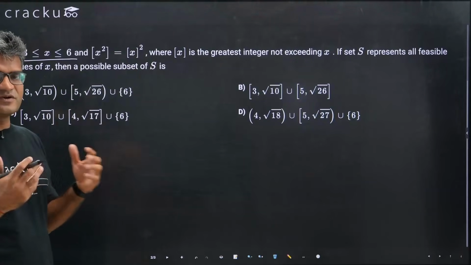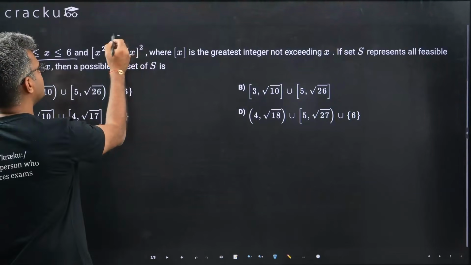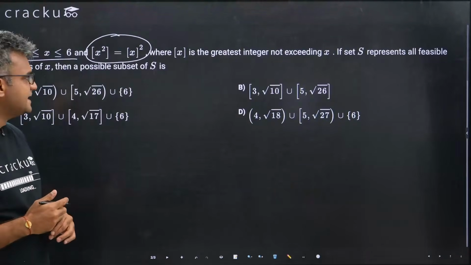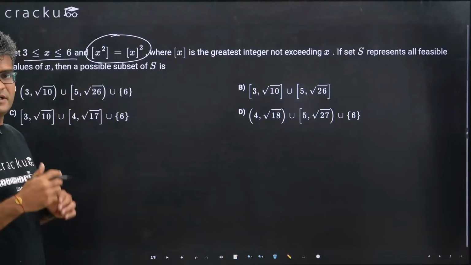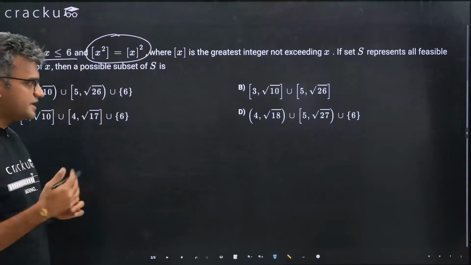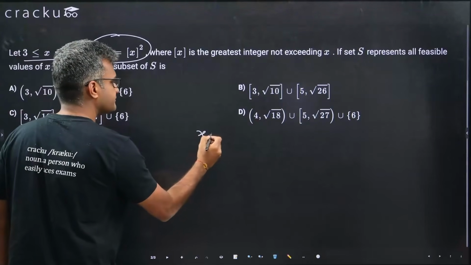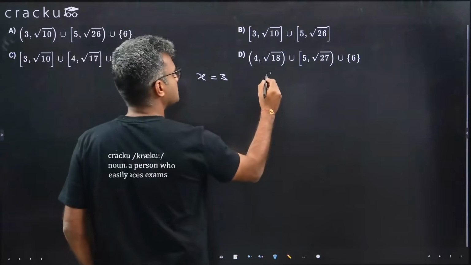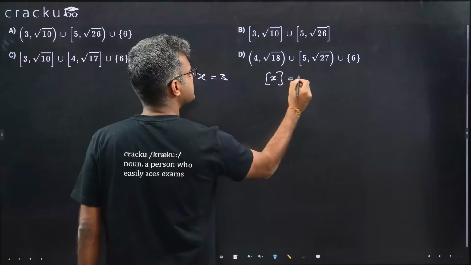Let us first try to understand what exactly is given. We are told that the square of the integer part of x is equal to the integer part of the square of x. Let us look at, say, x is equal to 3. What is the integer part of x? The integer part of x is 3.